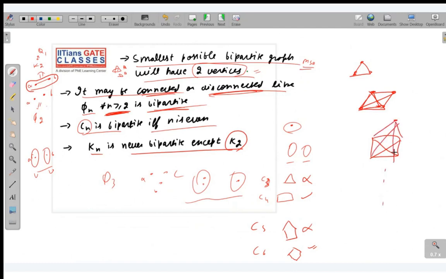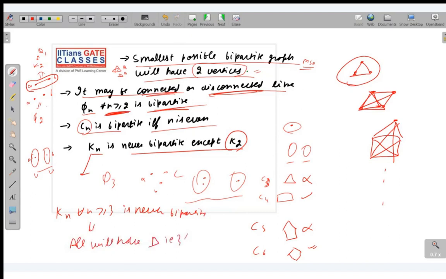So every one of K3, K4, K5, K6 and so on will be having an odd length cycle, that is a triangle. So a 3 length cycle will be there in every Kn for n greater than or equal to 3, hence it will never be bipartite. So I will say like this: Kn for all n greater than or equal to 3 is never bipartite. Why? Because all will have a triangle, that is a 3 length cycle.